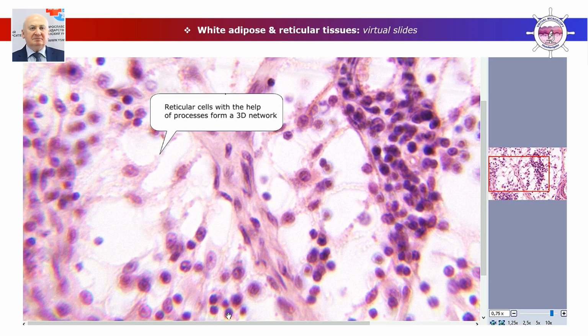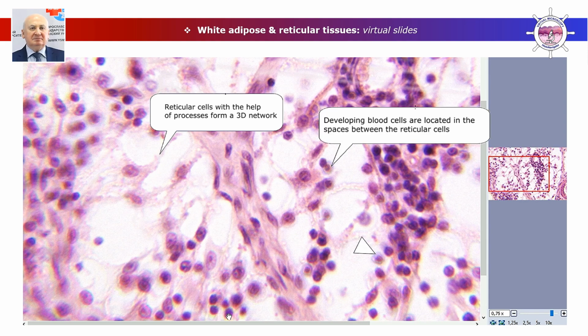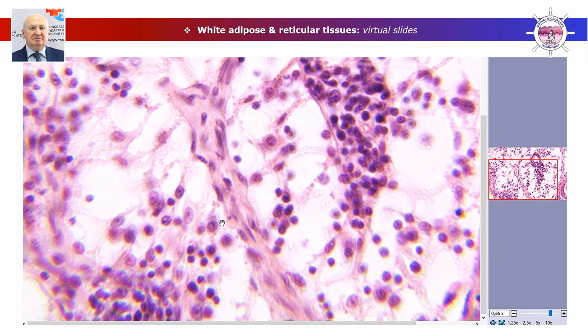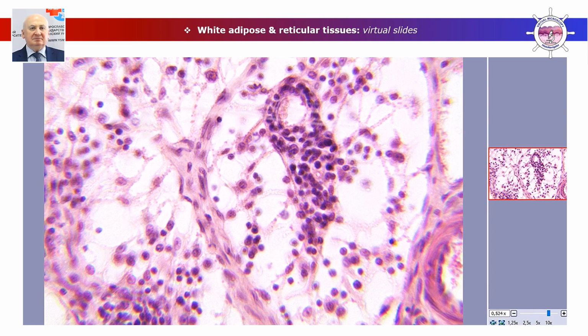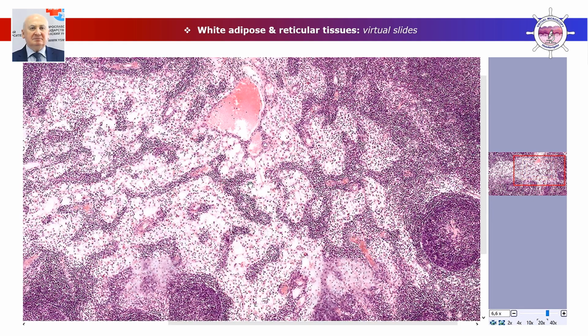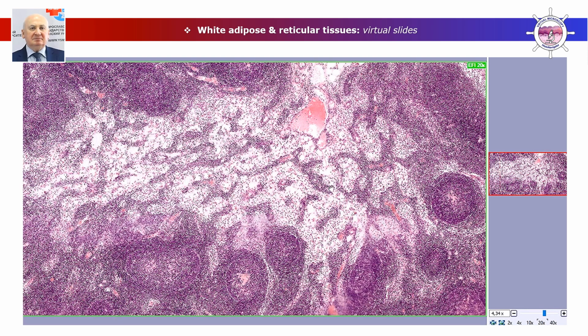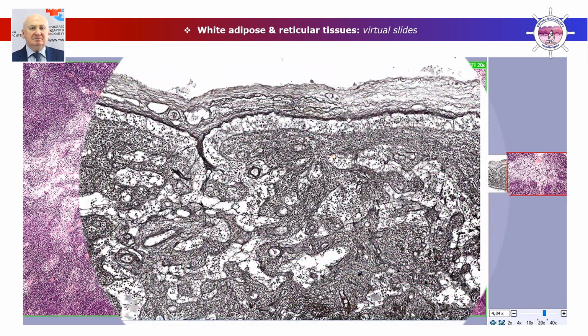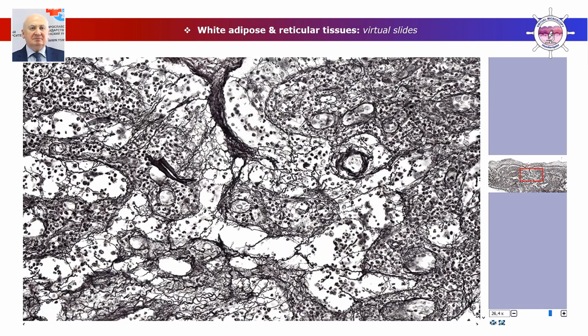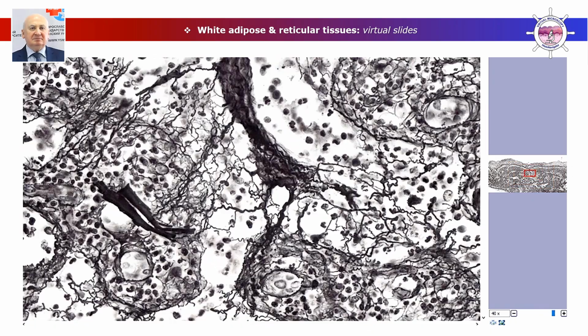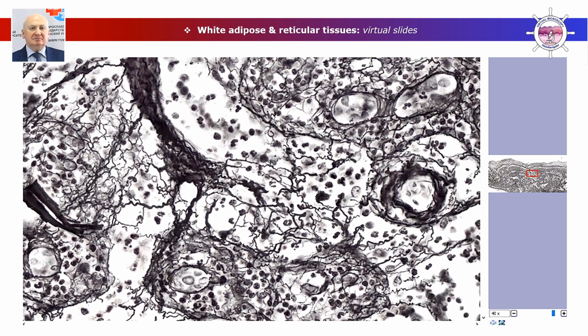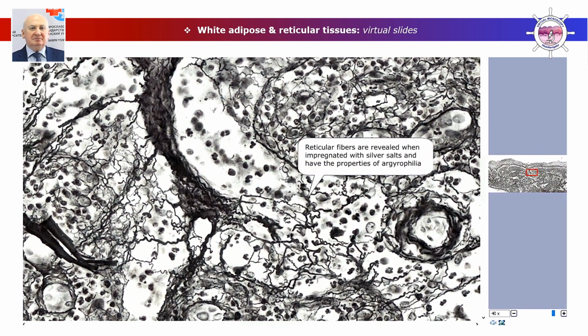Reticular cells, with the help of processes, form a three-dimensional network. Developing blood cells are located in the spaces between the reticular cells. Reticular fibers are revealed when impregnated with silver salts and have the properties of argyrophilia.